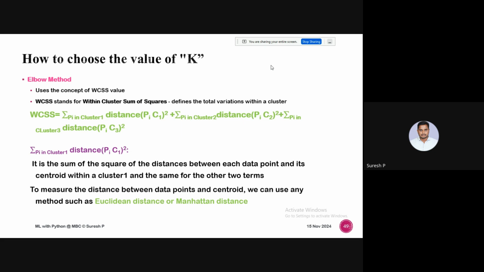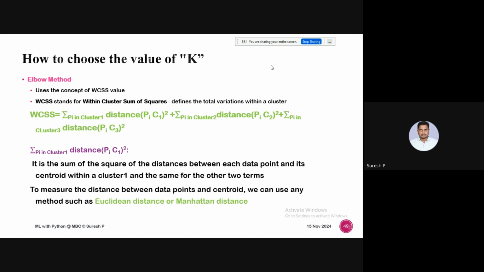So in order to choose the correct k value, we can use a method called the elbow method. The elbow method works based on the WCSS value. WCSS means within cluster sum of squares. That value will be calculated, and based on that, the k value will be selected.